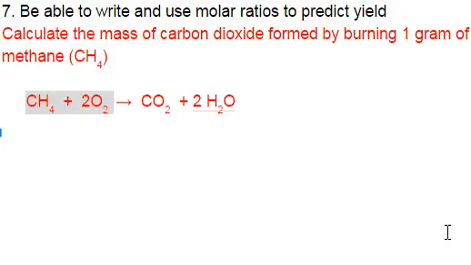Objective 7: be able to write and use molar ratios to predict yield. So I have two examples for you. The first one says, calculate the mass of carbon dioxide formed by burning 1 gram of methane.